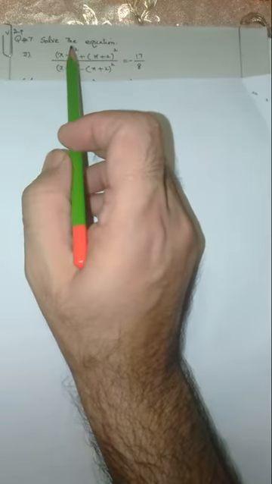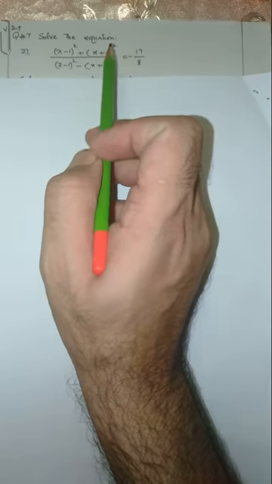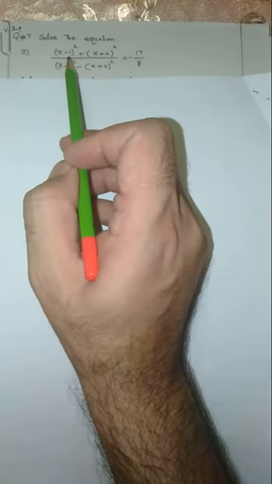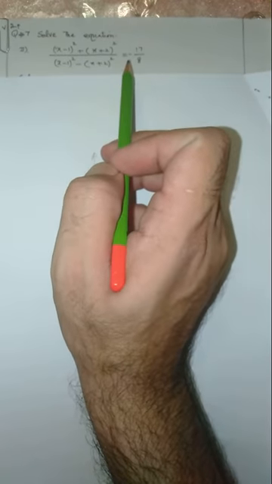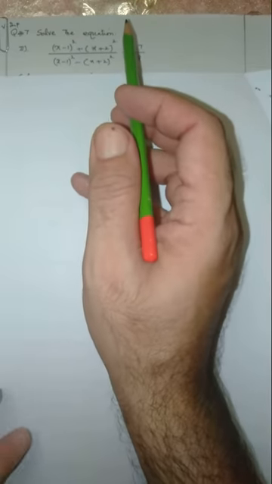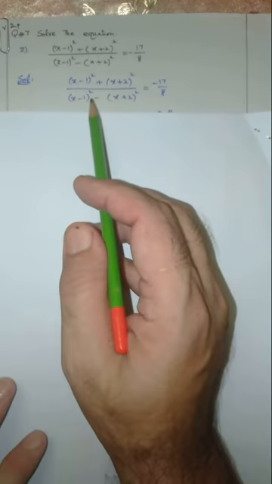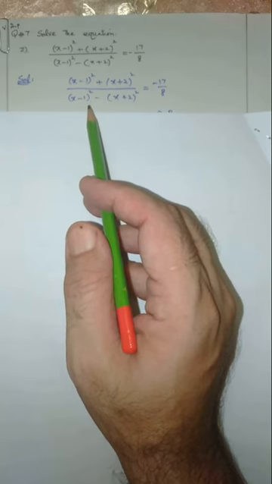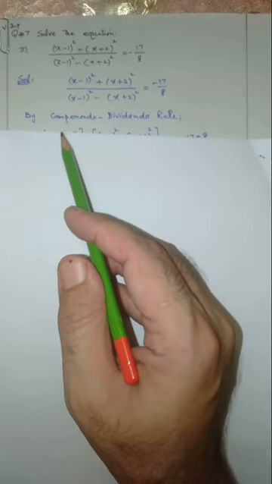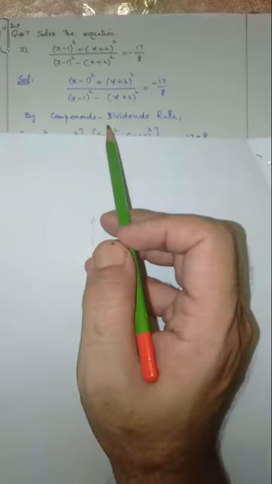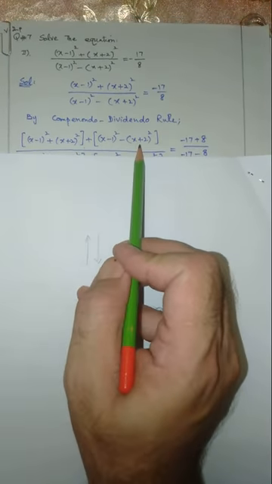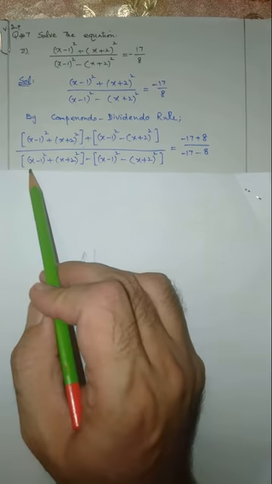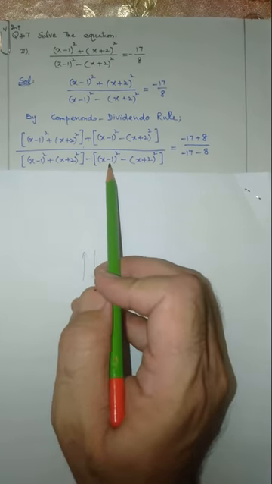Question number 7 part 2 is given: (x minus 1) square plus (x plus 2) square, whole divided by (x minus 1) square minus (x plus 2) whole square, is equal to minus 17 by 8. Solution. Repeat the given question. Now to simplify, we use componendo dividendo rules. According to componendo dividendo rules, first numerator plus with denominator, divide by numerator minus denominator.